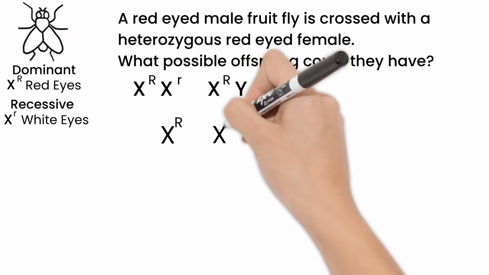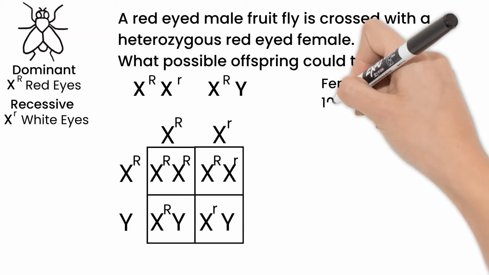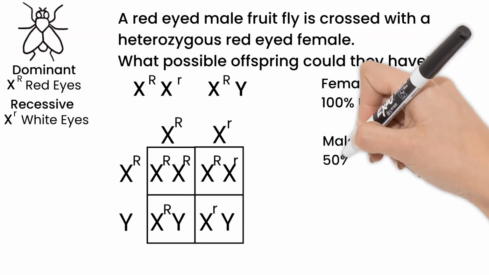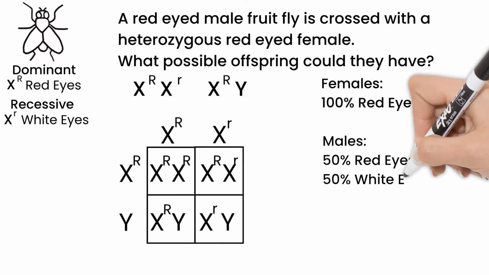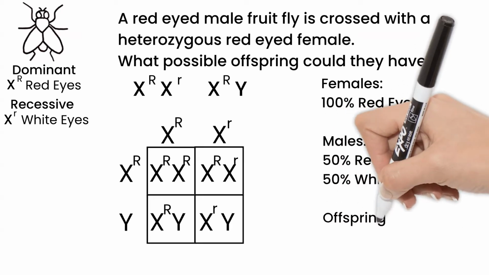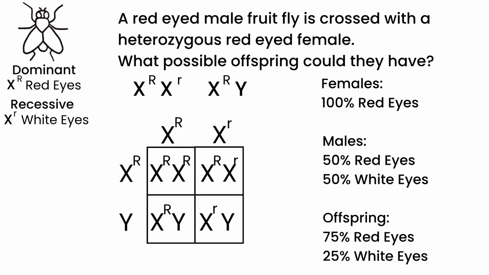Let's plug these into a Punnett square, and we get X^R X^R, X^R X^r, X^R Y, and X^r Y. For the female offspring, all will have the phenotype of red eyes. The male offspring phenotypes will be 50% red eyes and 50% white eyes. Overall, the fruit fly offspring will be 75% with red eyes and 25% with white eyes from these parents.